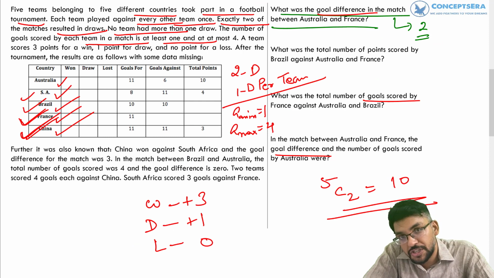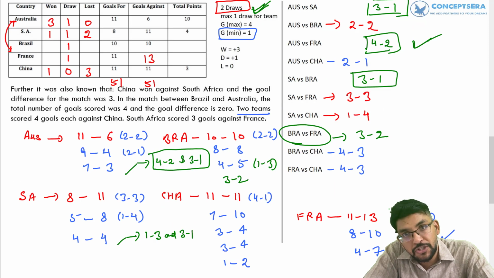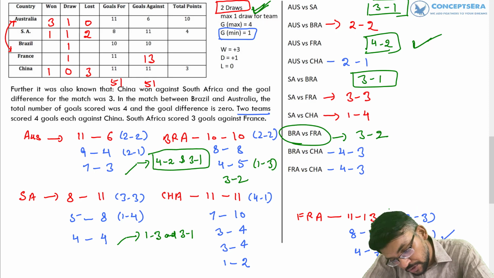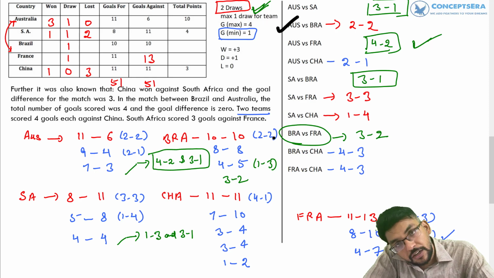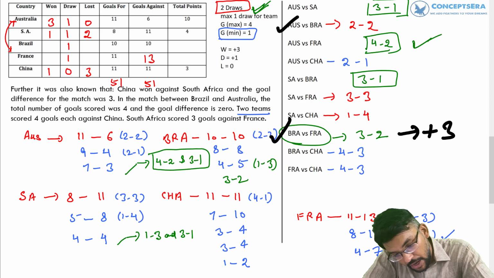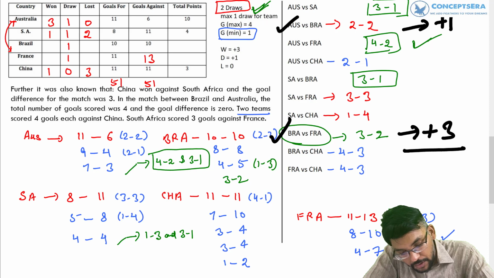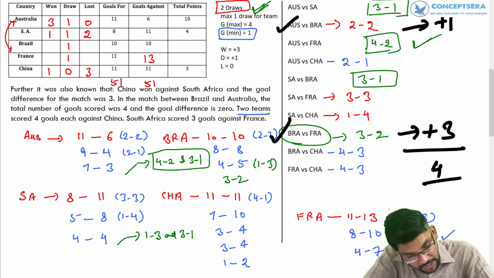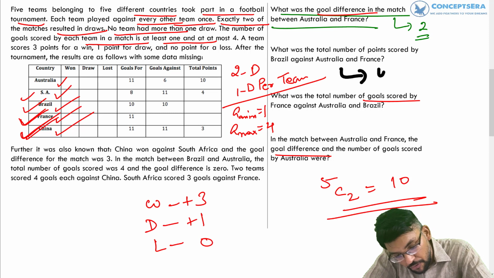The second question is here, what was the total number of points scored by Brazil against Australia and France? Here we are looking for points scored by Brazil against Australia and France. So this is an Australia match, and this one is a France match. So here 3 points, and here 1 point because of a draw and because of a win. So we can fix here, this comes out to be 4 points. So the correct answer for this question will be 4 here.